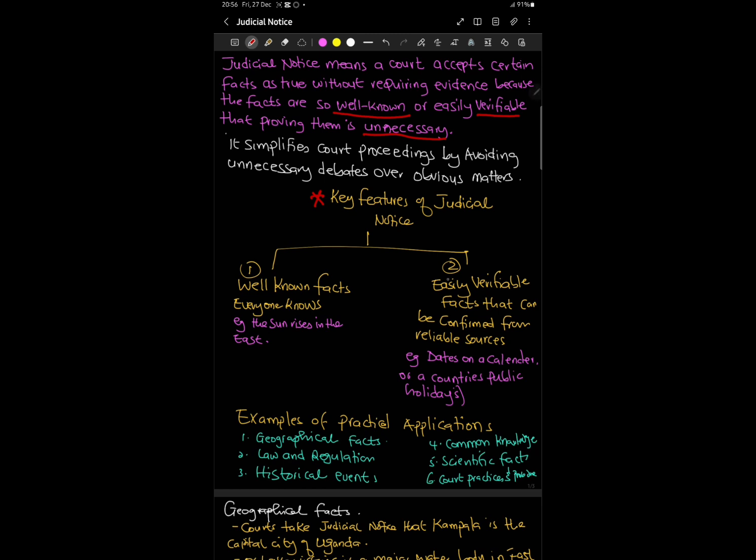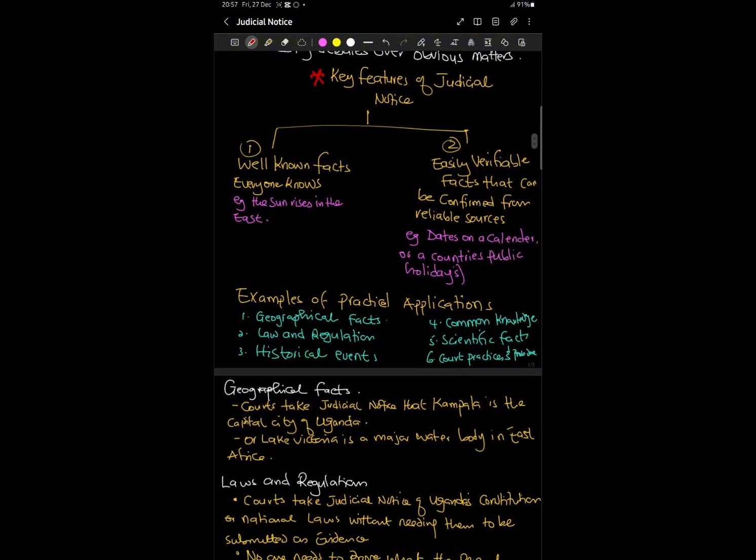And then the second feature is that they are easily verifiable. These are facts that can be confirmed from reliable sources, like the date on the calendar. For example, in Uganda, Christmas is on the 25th of December every year. Our independence is on the 9th of October every year. So these are things which are so obvious.